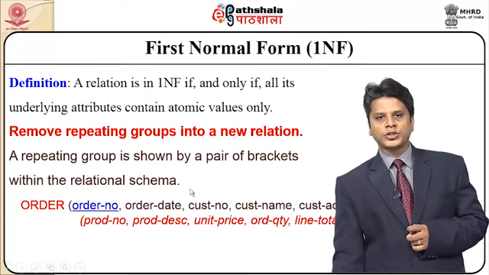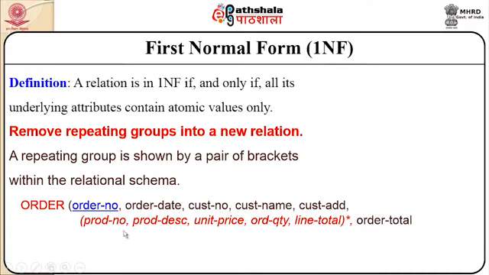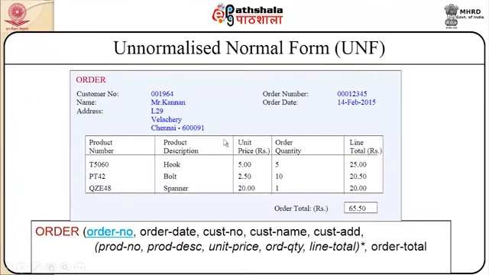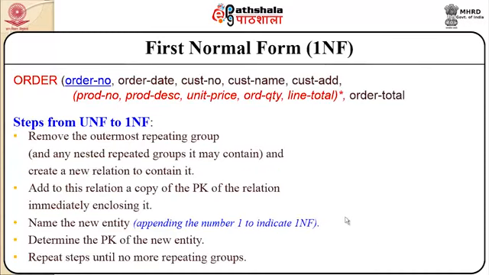A repeating group is shown by a pair of brackets within the relational schema, that is, whatever we have highlighted in red is the repeating group on the invoice that we have considered. For a specific customer, for a specific order, there is a list of products that a customer tends to purchase. So, this becomes the repeating group. We have highlighted that particular repeating group by a star on top of it, and now we may have to take it to a new relation. After having highlighted, we will see what steps are to be done to convert an unnormalized table into a first normal form.